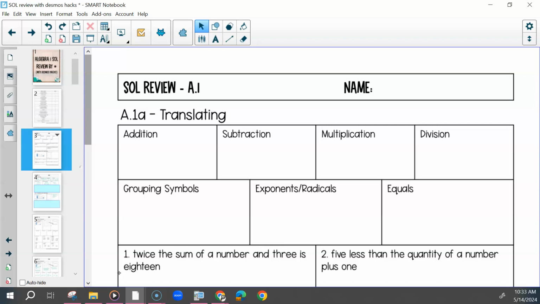Especially for those that weren't here, start going through each page and find any that you want to go over, that doesn't look familiar. Simplifying radicals, number 4. So we can go back to number 1.